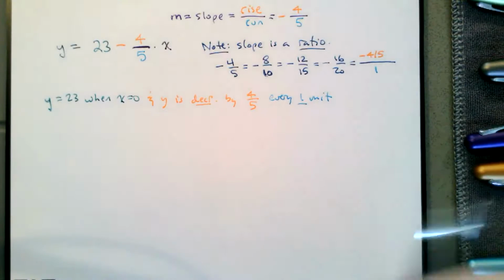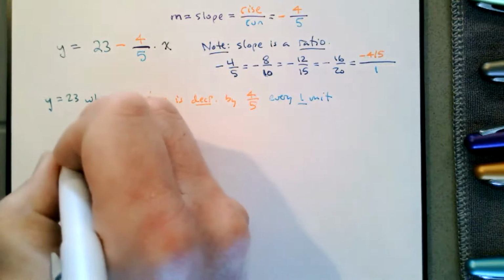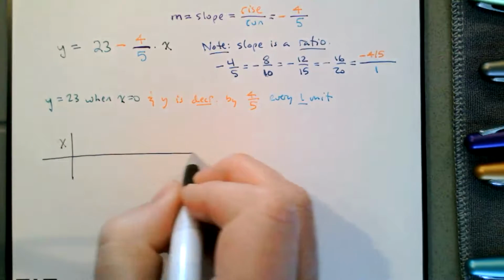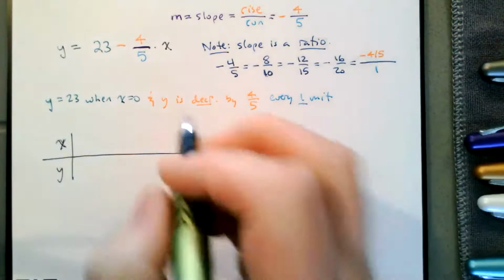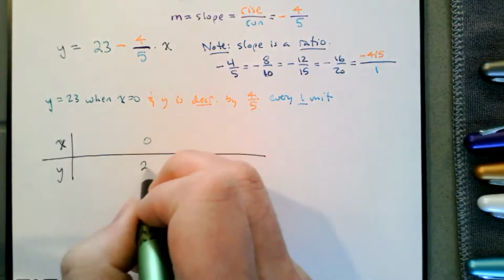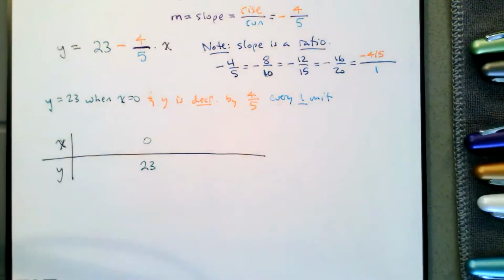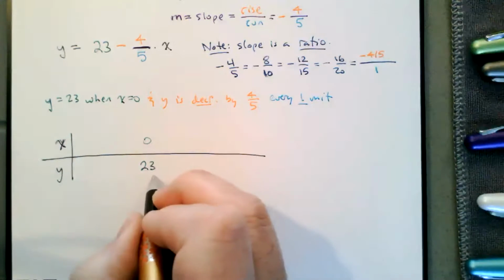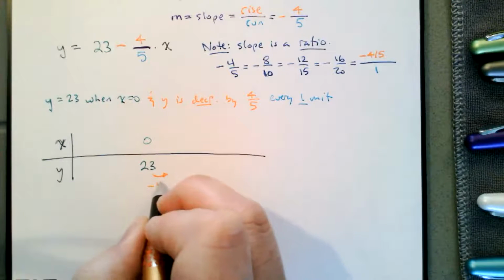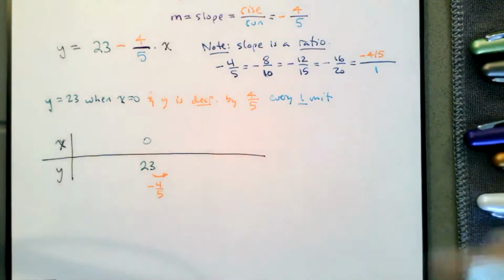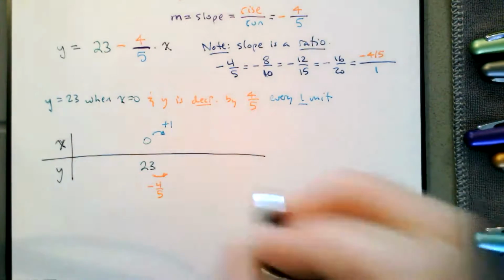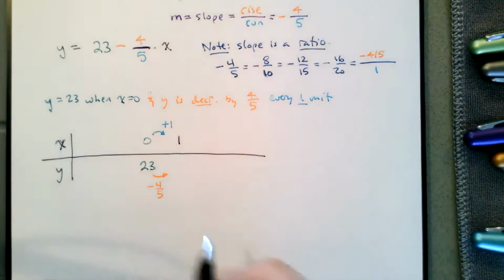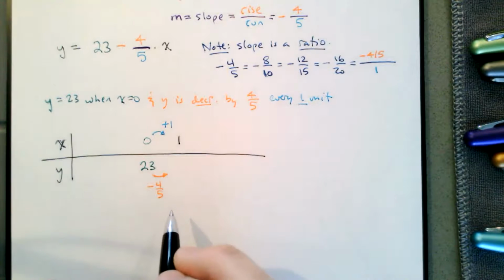Now, if I'm going to make a table of values, I'm still going to start off at 23. But instead of decreasing by 4 every 5 units, I'm going to decrease by 4/5 every 1 unit. So 23 minus 4/5 is going to be 22 and 1/5.